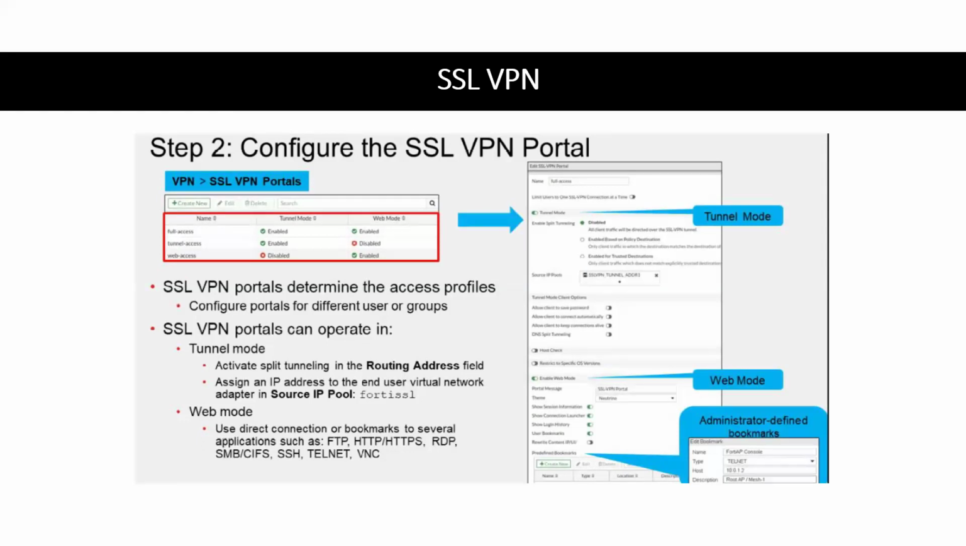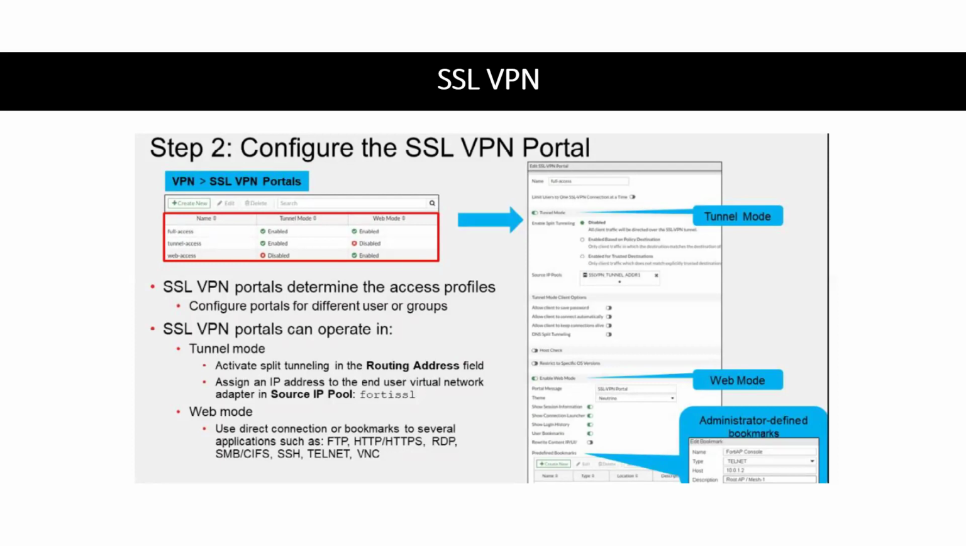Of course, you see the create new option, so you can create your own custom portal. You're able to do that as well. Whenever you get into configuring your SSLVPN portal, you, being the administrator, are able to choose if you want to enable split tunneling. You can also configure your routing address.